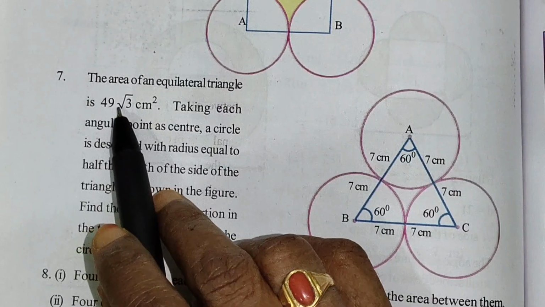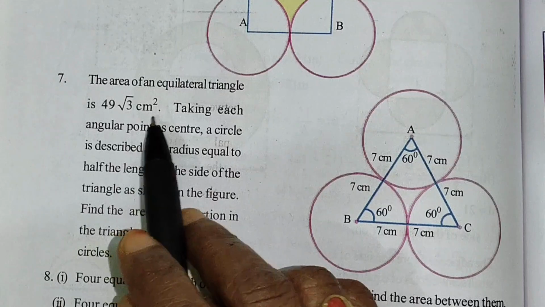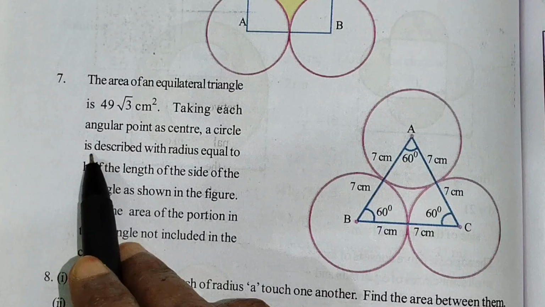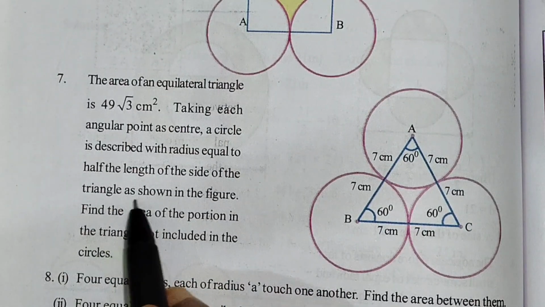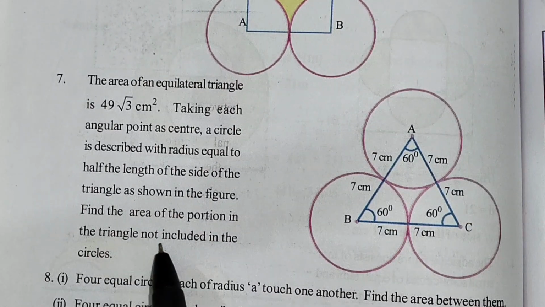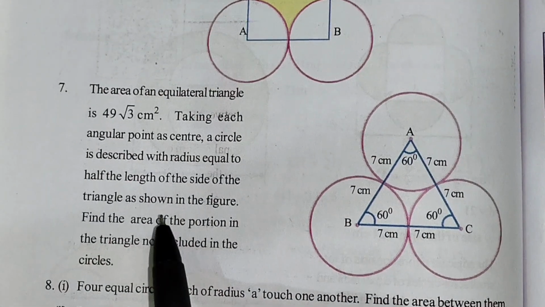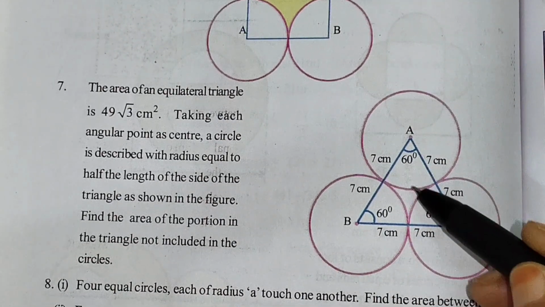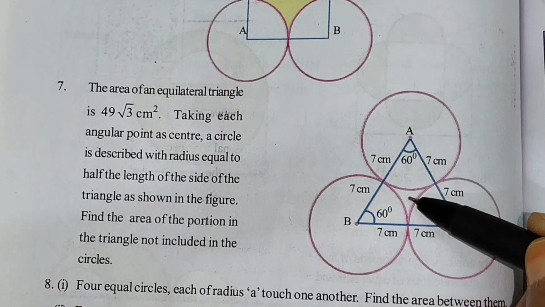Next, the 7th question. The area of an equilateral triangle is 49√3 centimeter square. Taking each angular point as center, a circle is described with radius equal to half the length of the side of the triangle, as shown in the figure. Find the area of the portion in the triangle not included in the circles. In the given figure, the complete triangle ABC has 3 circles, and we find the area not included.